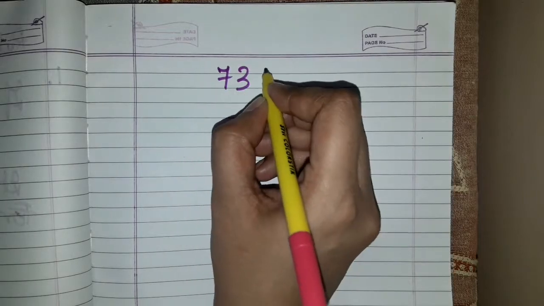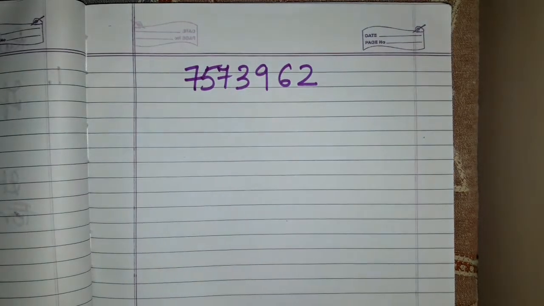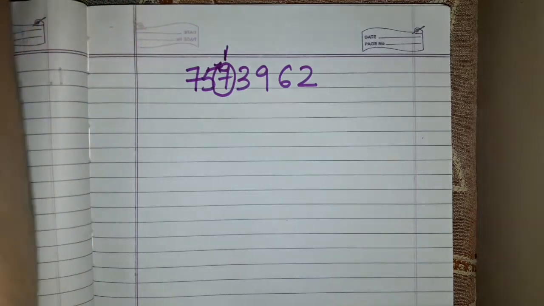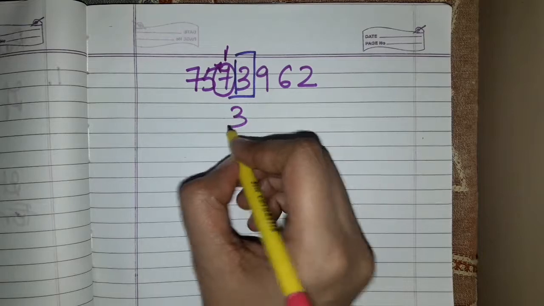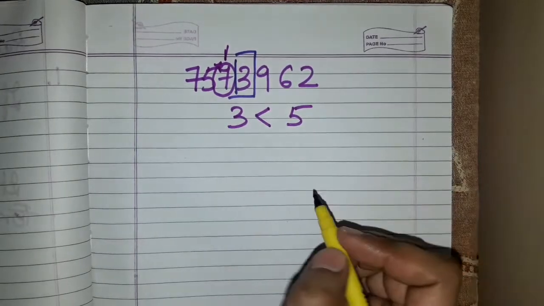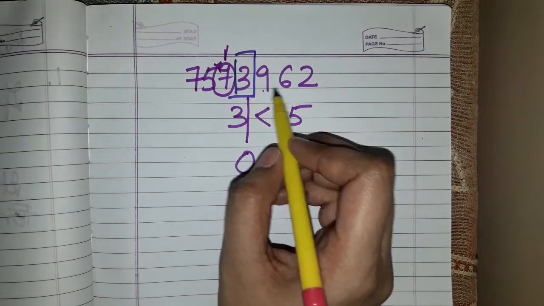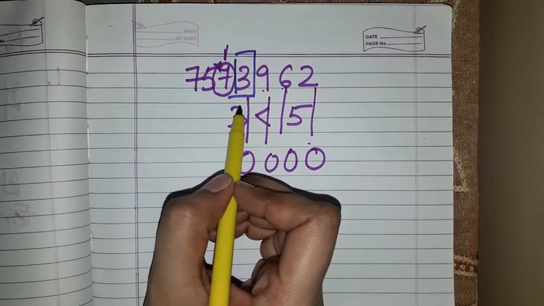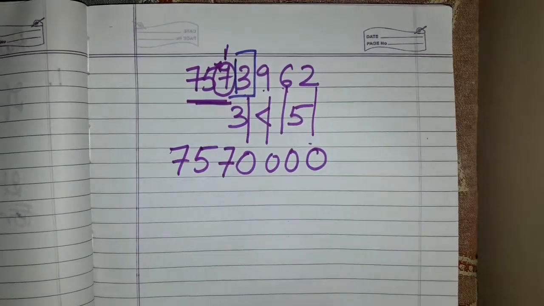Let's take one more example. Now suppose the number is 73962 and I want to round off this number to this place, then I am going to see the digit which is on the right hand side. Now this digit 3 is less than 5. So what will happen? This will become 0. Digits after it will become 0. And before this limit, all the digits will remain the same. Is it clear to everyone?